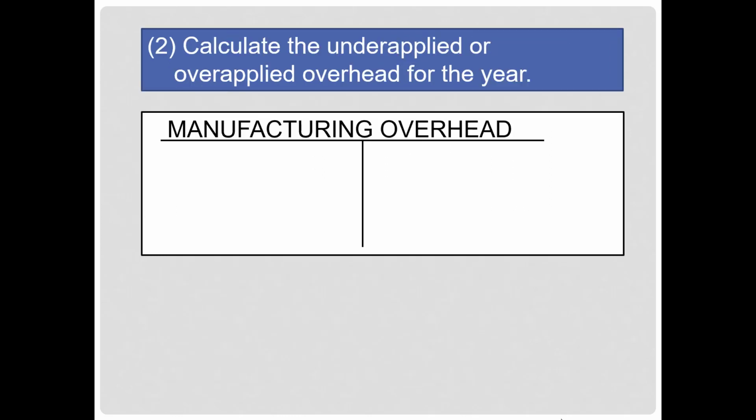Now we're supposed to calculate the underapplied or overapplied overhead for the year. To analyze overhead, it's a good idea to set up the T account. Your actual overhead costs will be on the left-hand side or debit side, and applied overhead costs will be on the right-hand side of the account or the credit side. We'll look more at that at a later time, but for now, this is the best way to set it up.